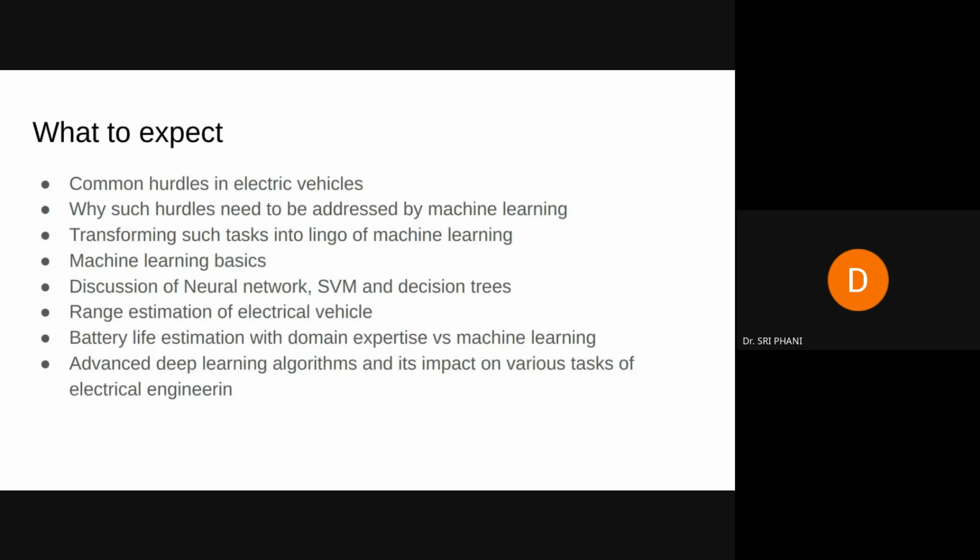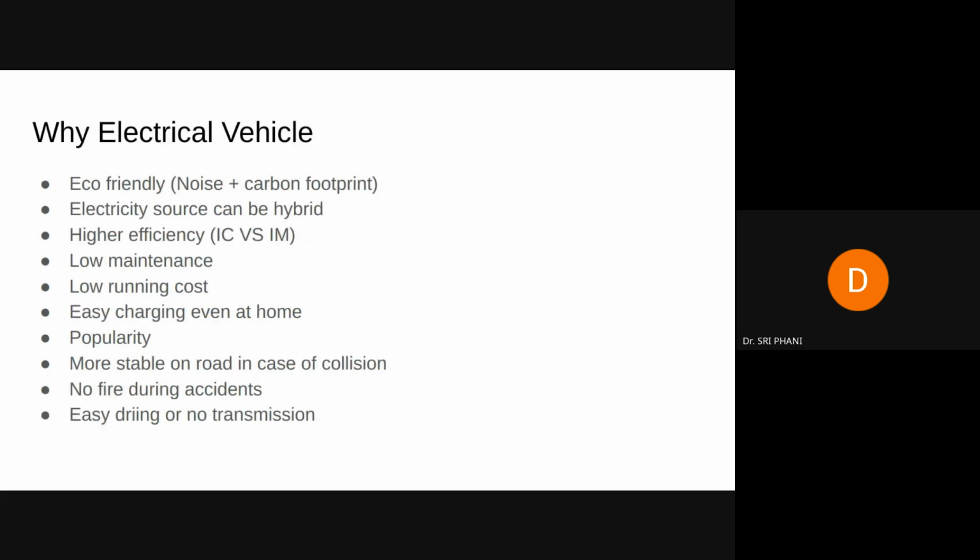Why are we stressing machine learning? Because deep learning has evolved from machine learning. Most of the algorithms today, as I said, deep learning models, are driven by neural networks. But if you see, the neural network foundations are in machine learning. So we'll see some basics of machine learning, and discussion on neural networks, SVM and Bayesian tree to some extent. And we'll see some other tasks like range estimation, battery life expectancy, and advanced deep learning algorithms, and so on and so forth, as per the availability of time.